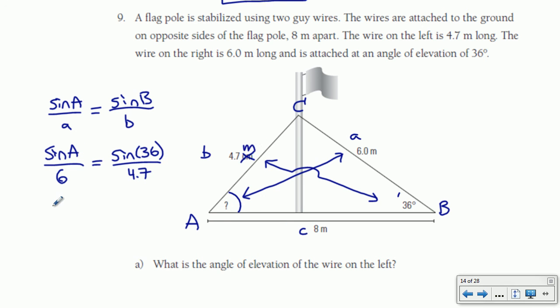And then we just isolate for sine A. So sine A equals 6 times sine of 36 divided by 4.7, which works out to be 0.750, and so on. If we want to figure out what angle A is, we need to take the sine inverse of this number. So we go sine inverse of that number, and it turns out that angle A is 48.6 degrees.